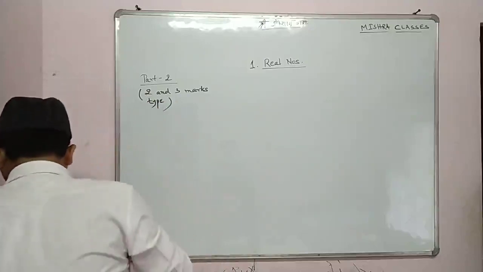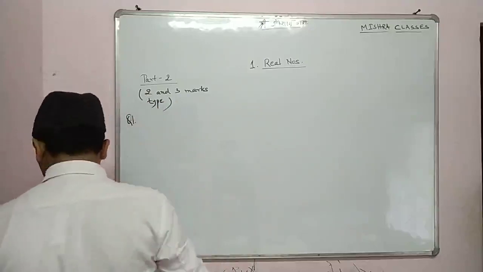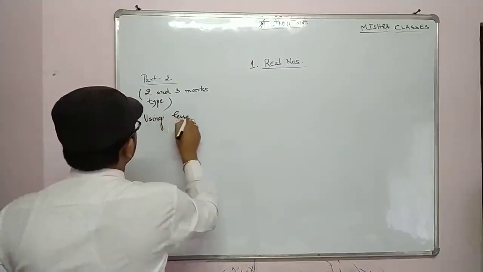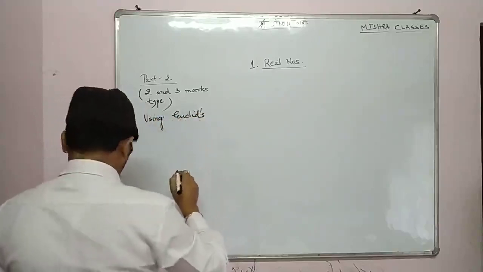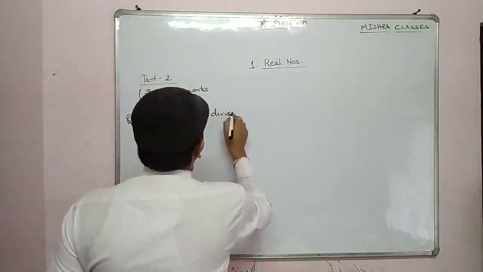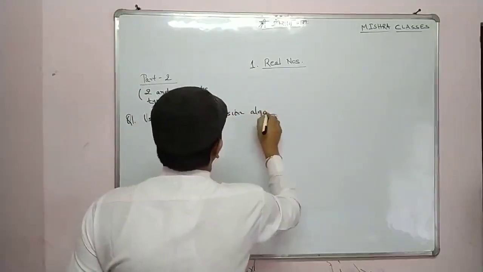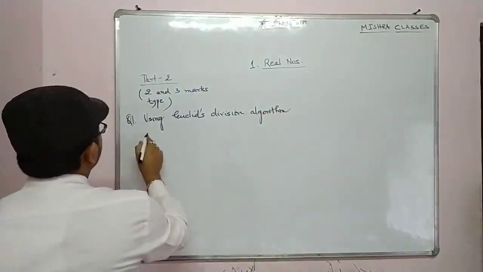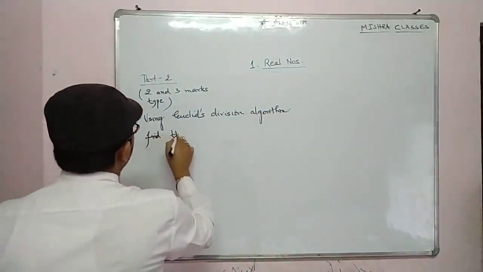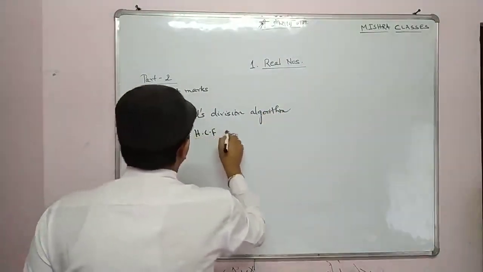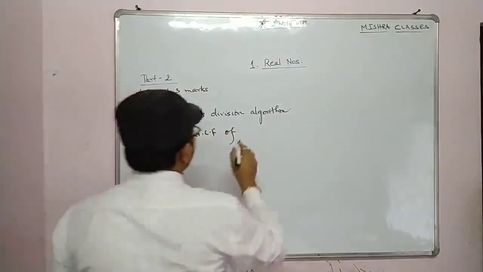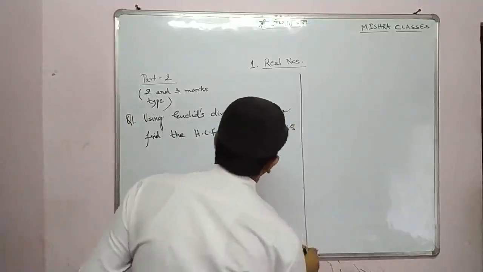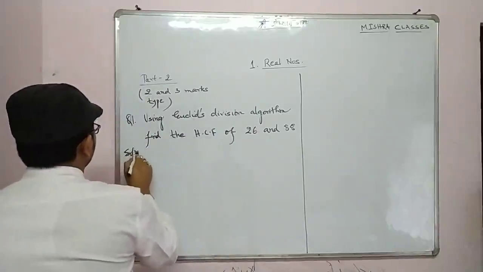So first of all, the question is like this. Question number 1: using Euclid's division algorithm, find the HCF of 26 and 88. So we'll be doing this now.